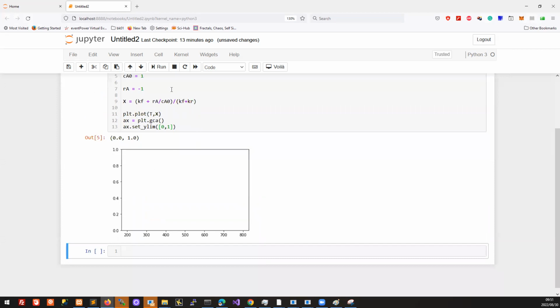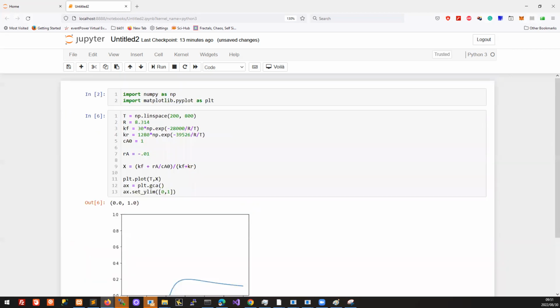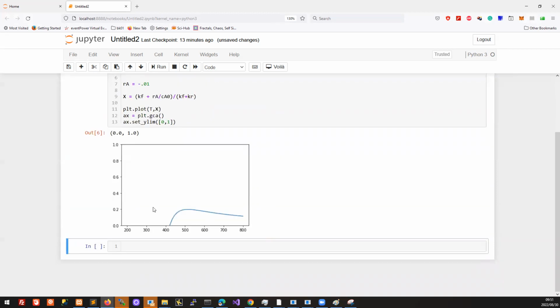That's surprising. Let's see. So maybe this -1 is too small a value. So let's say minus... Okay, so now we start to see something. So we can see now that we get a different contour here. So when we set a conversion for component A, we get a different contour, a different combination of X and T.